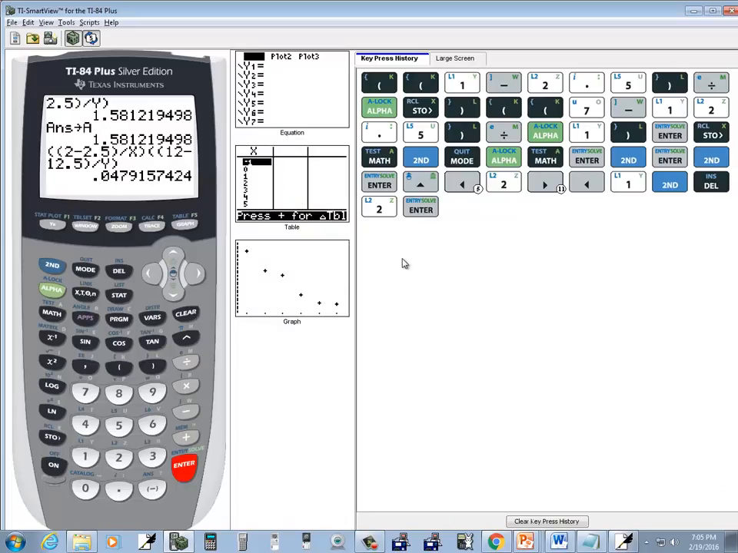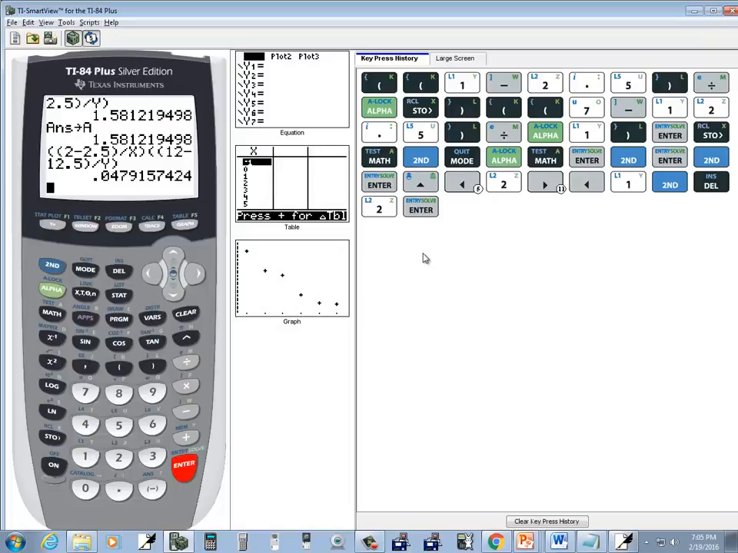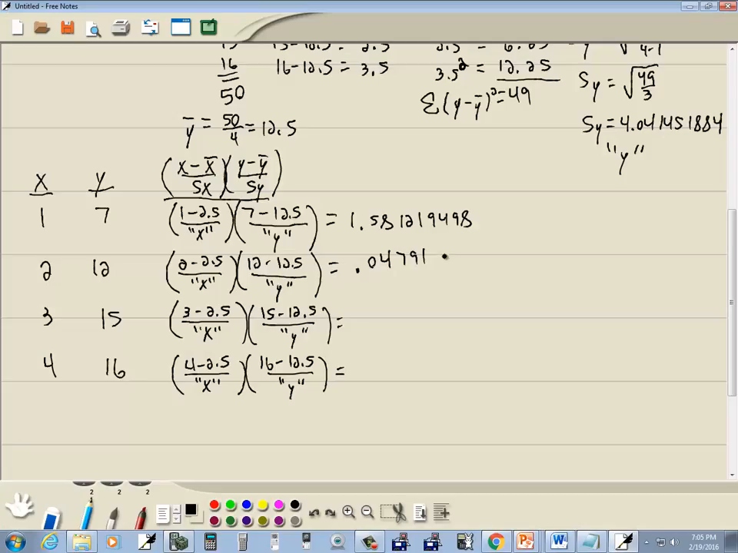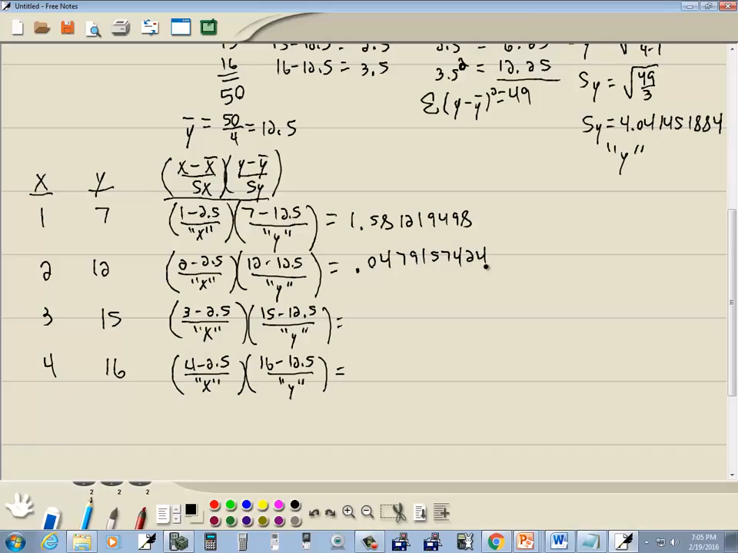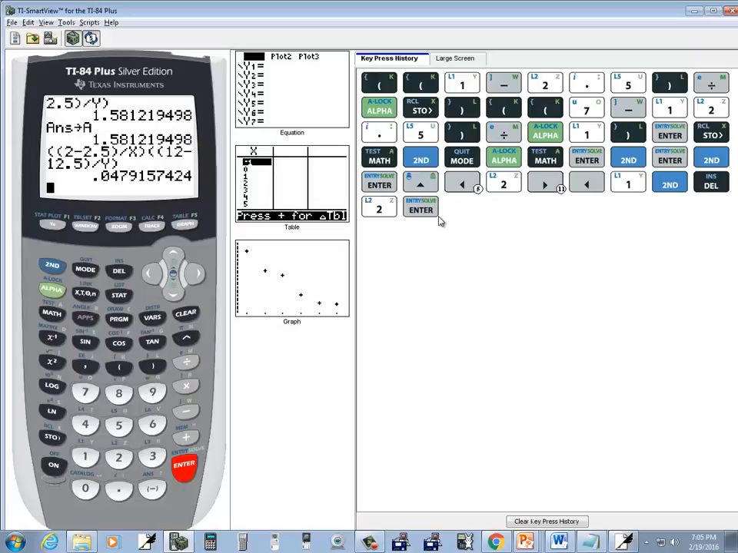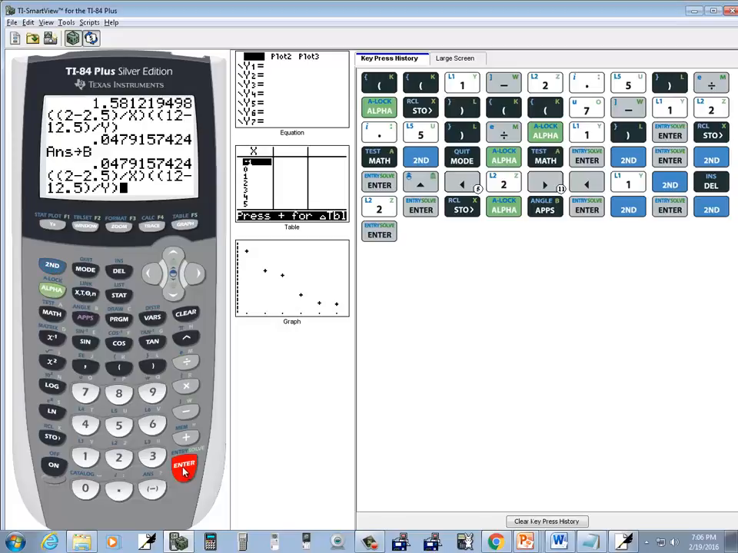0.04791 57424. I'm going to store that in B. So I press my store button and I do alpha and then apps for the B and press enter. Now I'll do a second enter to bring up previous entry, and then I'll do second enter again to bring up the one before that.